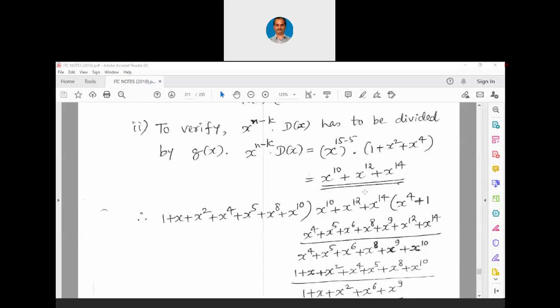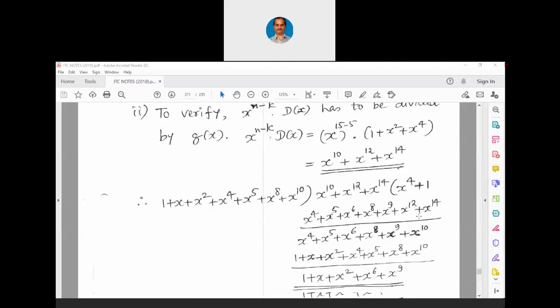Now we will have to divide this by the generator polynomial given, that is g of x. G of x is 1 plus x square plus x power 4 plus x power 5 plus x power 8 plus x power 10. When we perform the division, at the end we get this remainder 1 plus x square plus x power 6 plus x power 9. That is the remainder polynomial. Anyhow, we are not going to use the quotient.